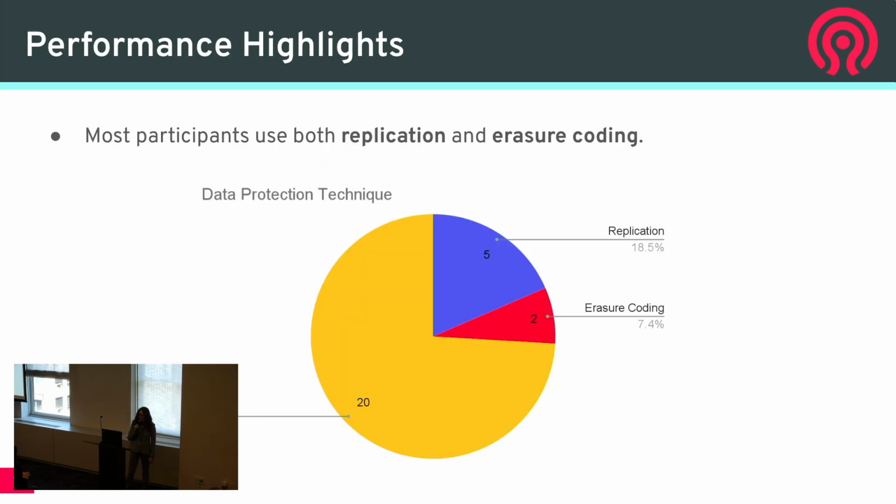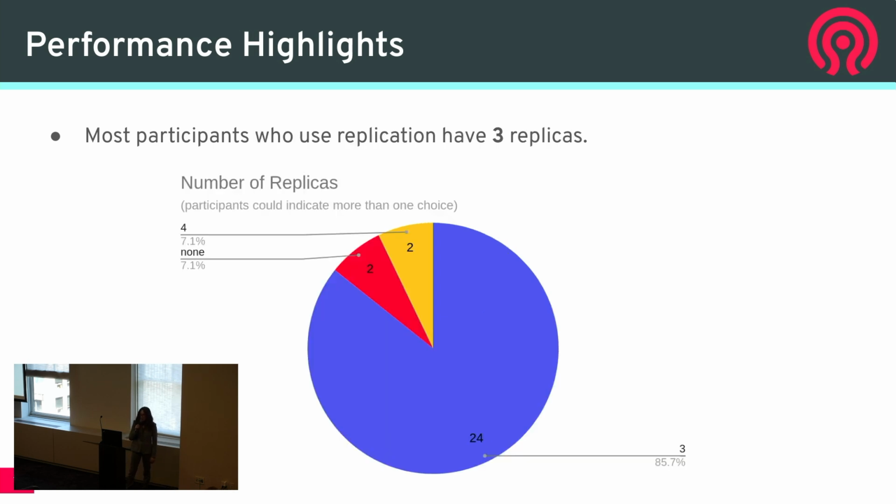We also asked how many people use replication and erasure coding. The majority actually use both, but we did get slightly more people using replication than erasure coding. We asked if people use replication, how many replicas do they use? And 3 ended up being the majority there, and other people reported 4, and that none piece is from people that only use erasure coding.